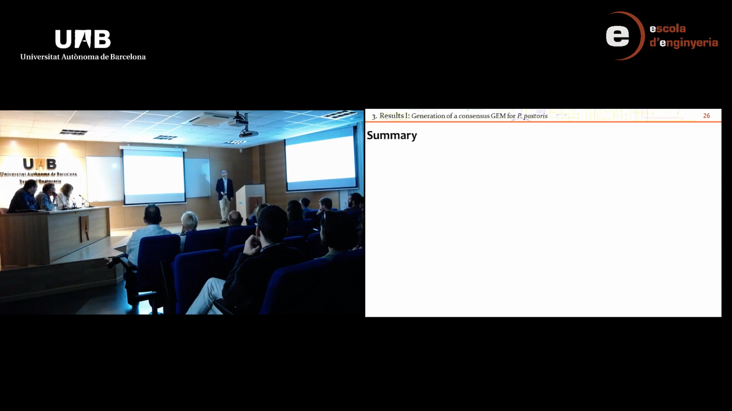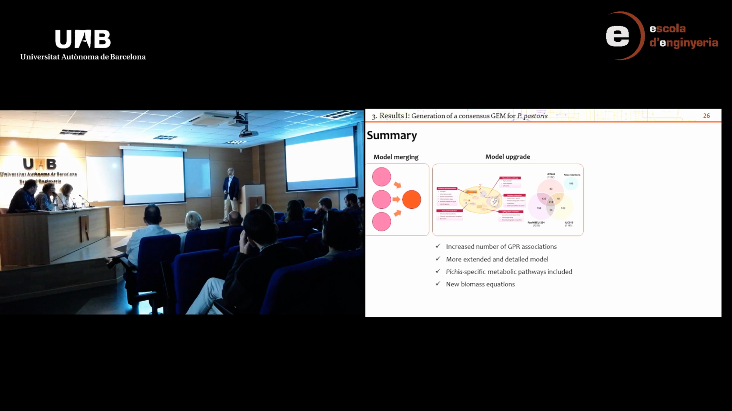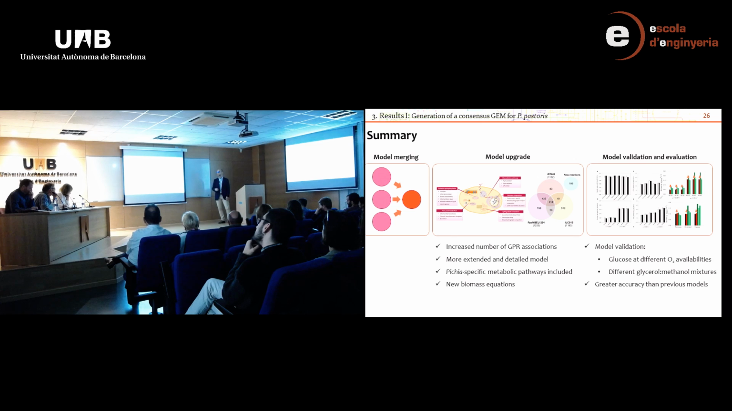So, in summary of this first chapter, we performed the model merging. Then, with the resulting draft, we increased the number of gene-protein reaction associations, realizing a more extended and detailed model with Pichia-specific metabolic pathways, including new biomass equations. Finally, we validated this model in 2 sets of different conditions, showing greater accuracy than the previous models.